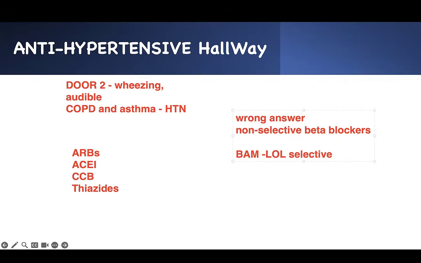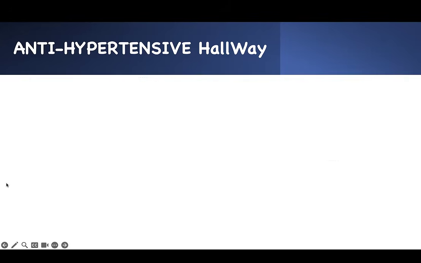Know this one, so that when they give you anything like propranolol, you know propranolol does not start with the B, A, and M. That is a non-selective, and you should never give it to an asthma patient. Door 2 is conquered. How are you doing? I know you're doing great. Let's move to door 3.